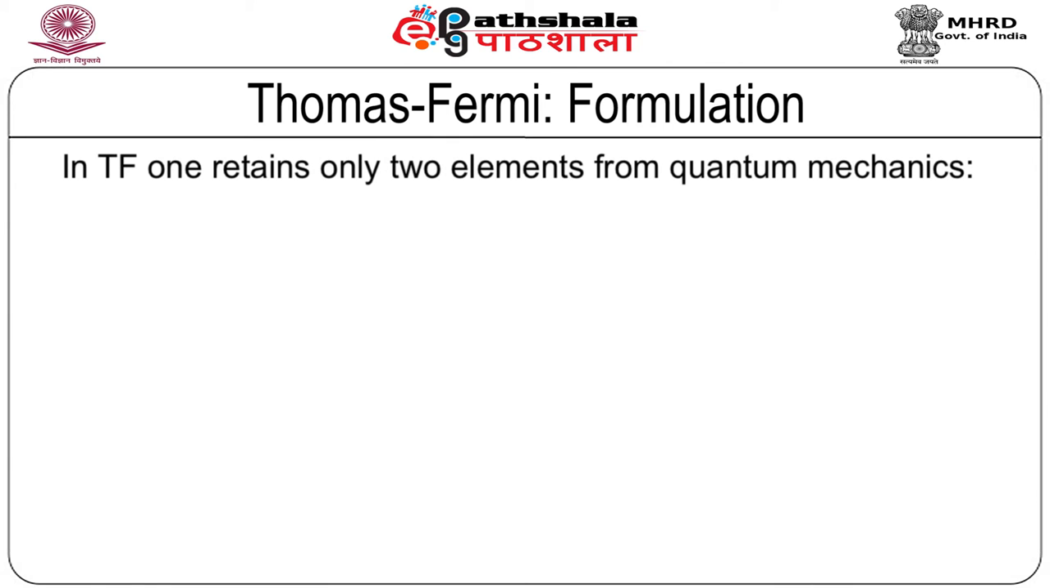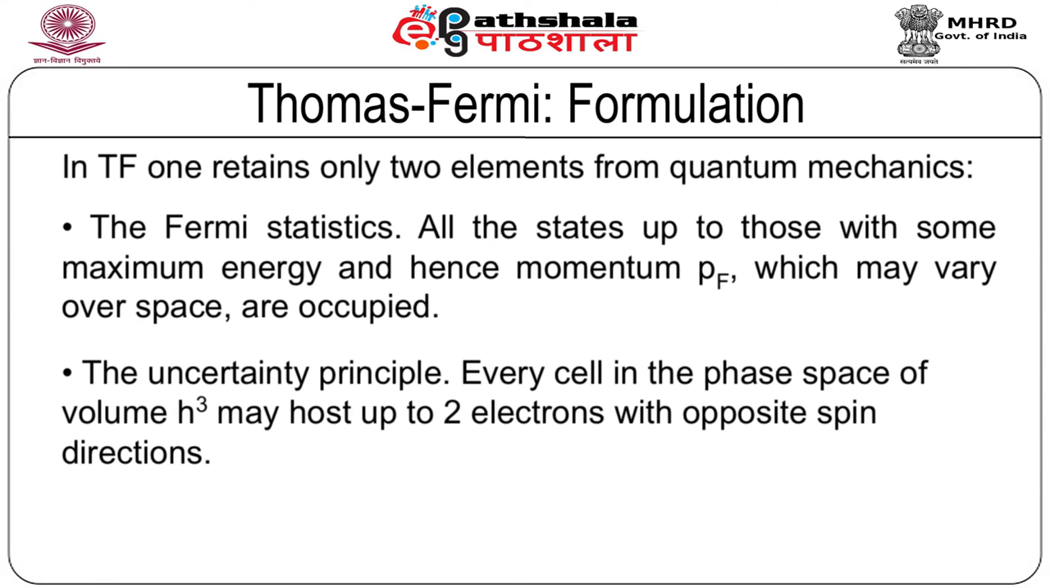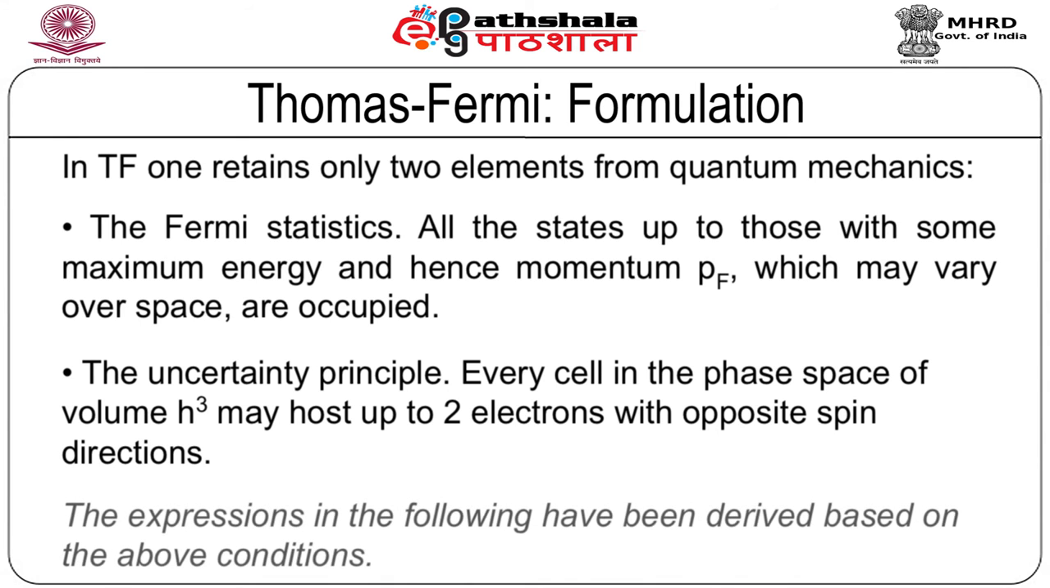In Thomas-Fermi, one retains only two elements from quantum mechanics. Firstly, the Fermi statistics. All the states up to those with some maximum energy and hence the momentum, which is given as p of F, that's the Fermi momentum, which may vary over space as we have discussed in the previous slide, are occupied. Secondly is the uncertainty principle. Every cell in the phase space of volume h cube may host up to 2 electrons with opposite spin directions. The expressions that we will discuss in the following slide have been derived based on the above conditions.